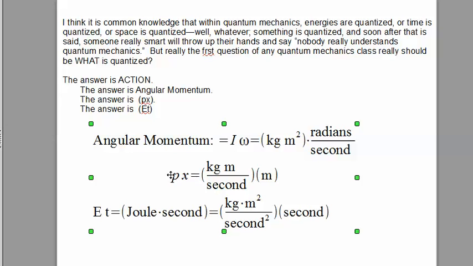P times x is momentum times distance. Kilogram meters per second times meters would be kilogram meters squared per second. Energy times time is a joule second, which is kilogram meters squared per second squared, times the second. You cancel out one of the seconds and you get kilogram meters squared per second.